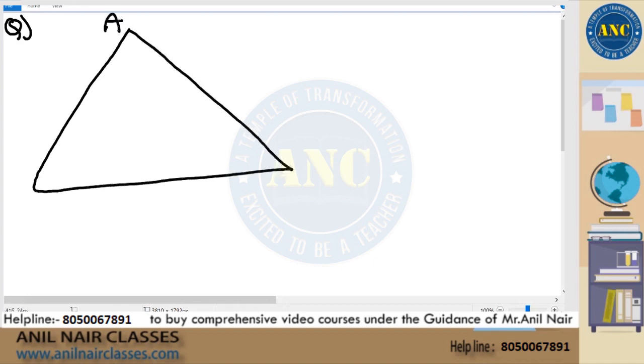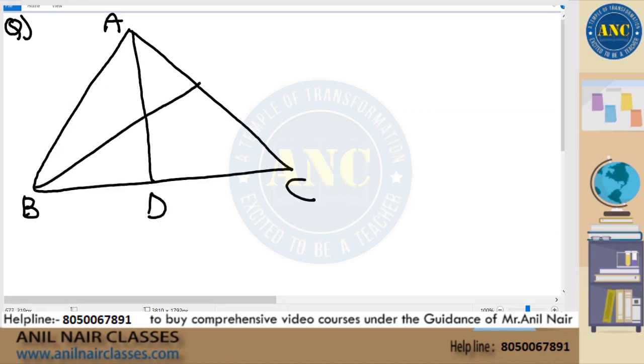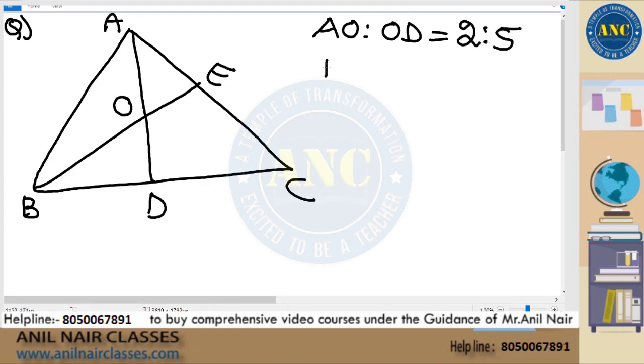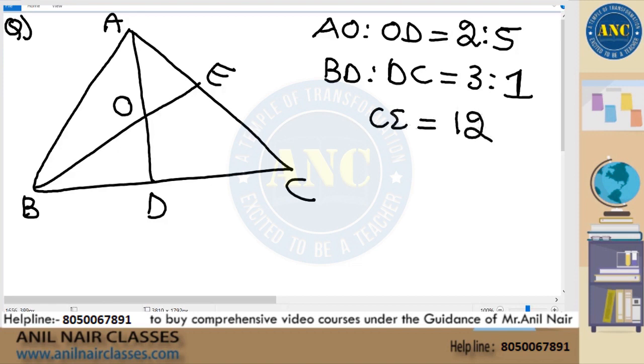This is A, this is B, this is C. Now this problem, my kids will solve it. I'll just write the question. This is D. This is E. This is O. Take the question, sir. AO is to OD is 2 is to 5. BD is to DC, it is 3 is to 1. If CE is 12, find AE.